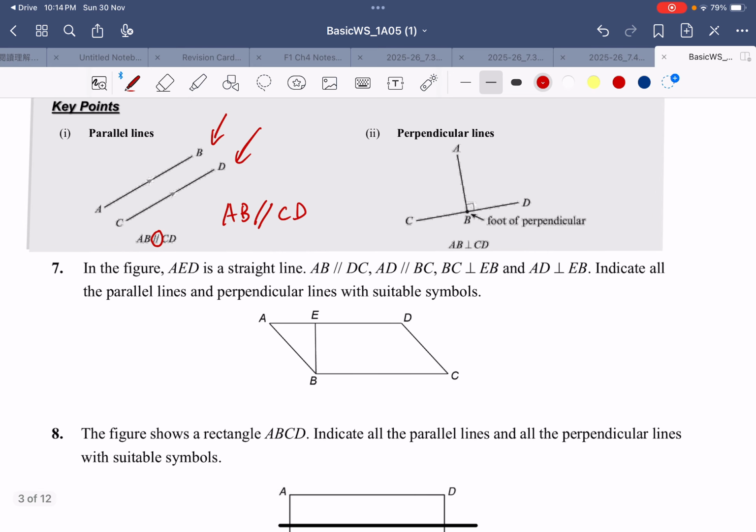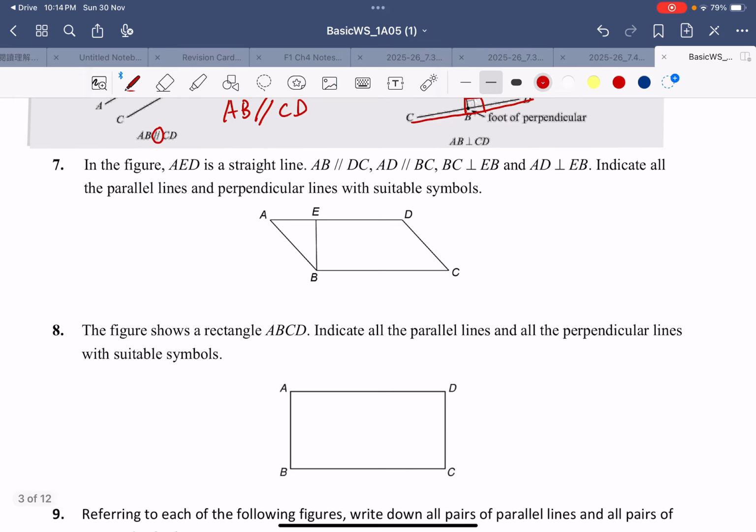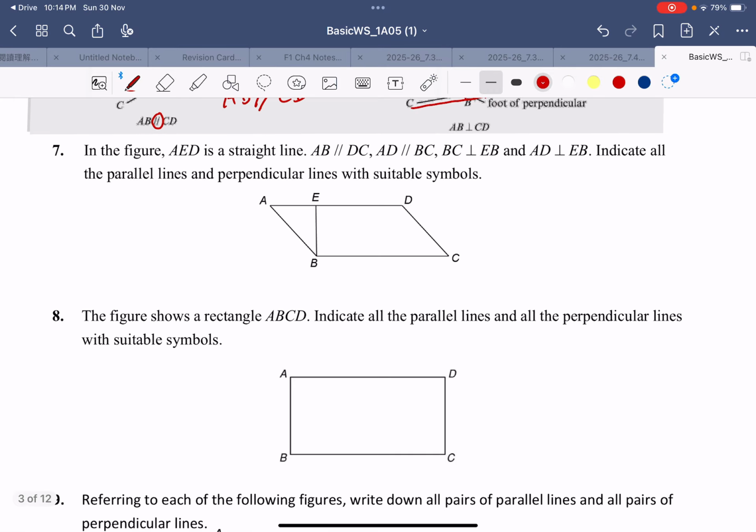Of course, we have perpendicular lines on the other hand. They meet and they also meet at right angle. Okay, so AB, this line, meets CD at right angle. CD at this right angle. Okay, so we say AB perpendicular CD. Okay, so mark all the parallel lines, perpendicular lines in the following figure, question 7.